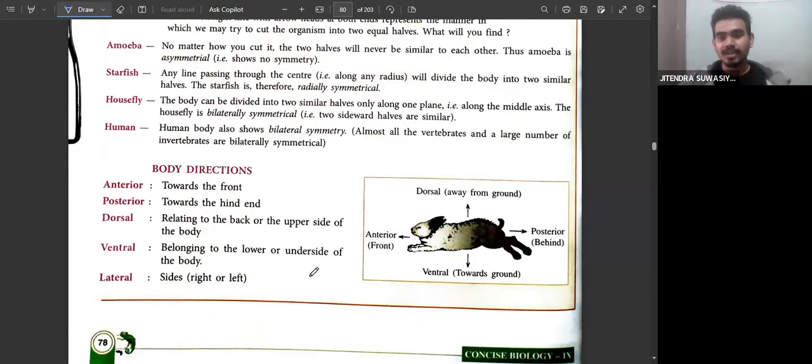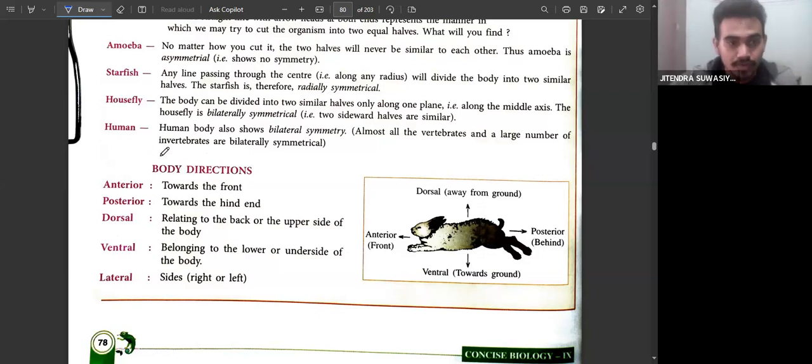Then what is the body direction? This is the very basic thing we have to learn here. In the higher classes, people used to get confused about what is dorsal and what is ventral. So for example, this is me. The forward, that stomach region, right? That is called the ventral region, the anterior region. And from the back, we can say that is dorsal.